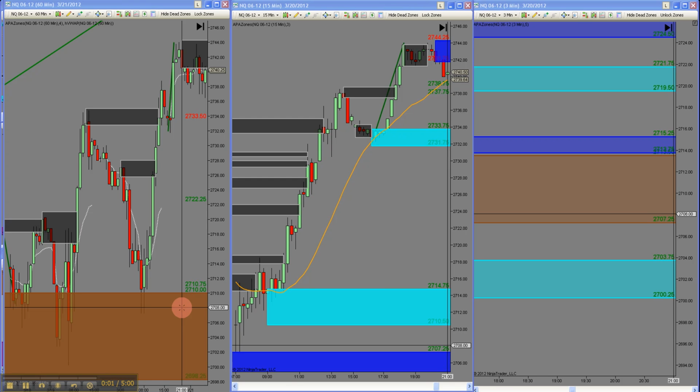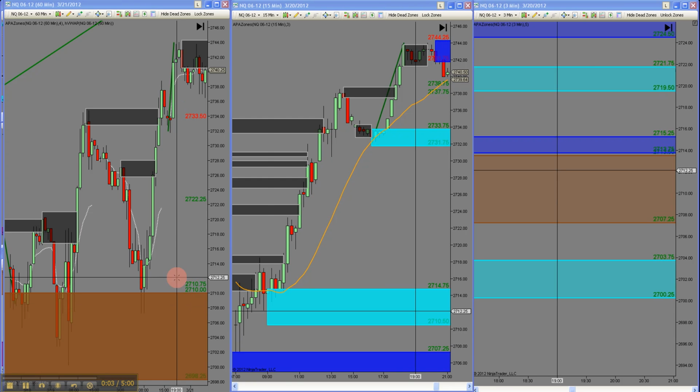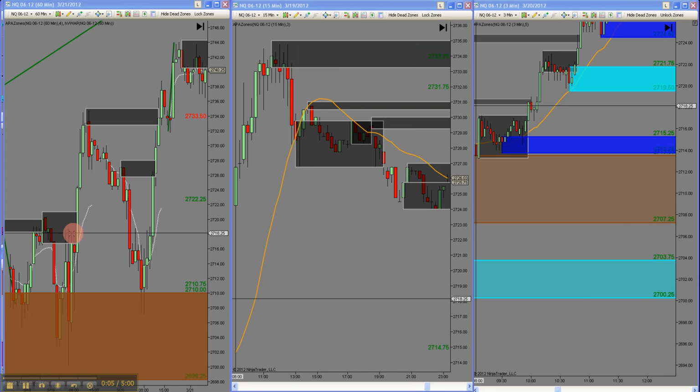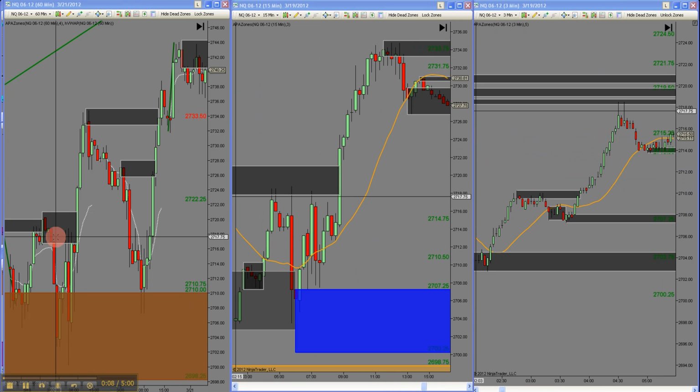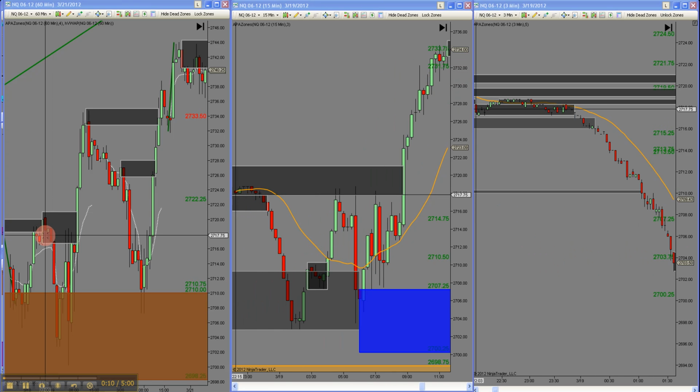Just wanted to spend a little time today talking about multiple time frame analysis, and here you can see I have multiple time frames going, starting from left to right. We have the 60, the 15, and a 3-minute chart.